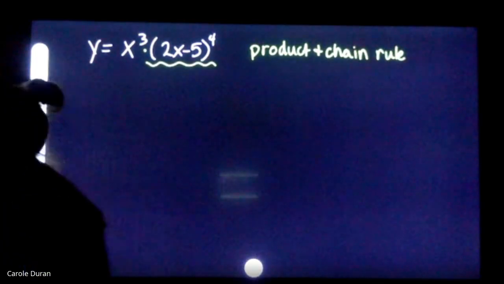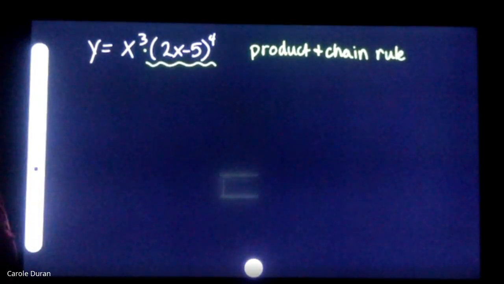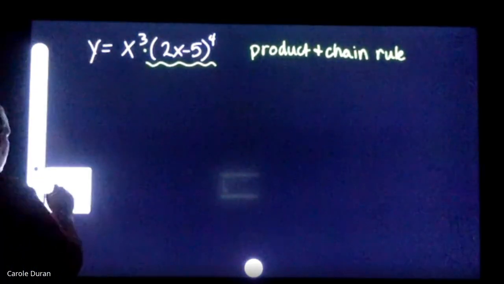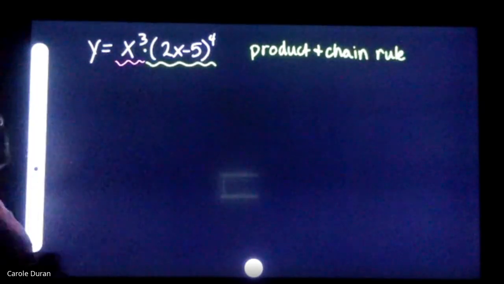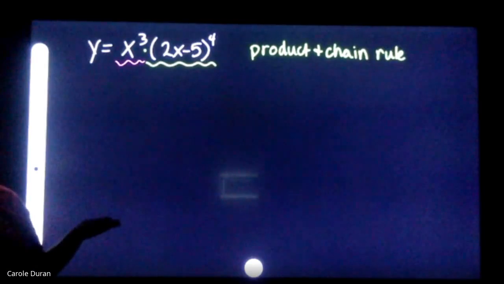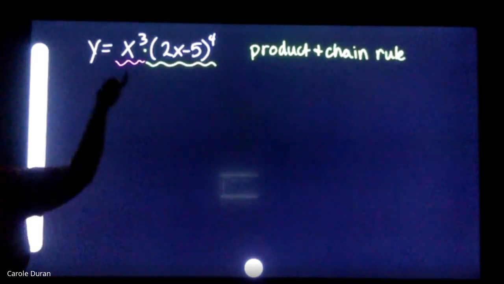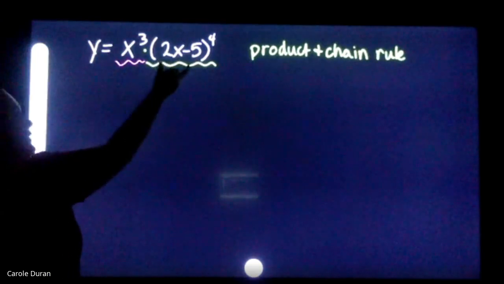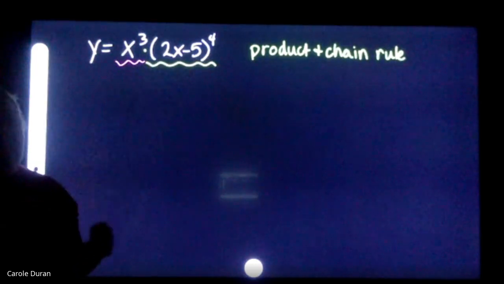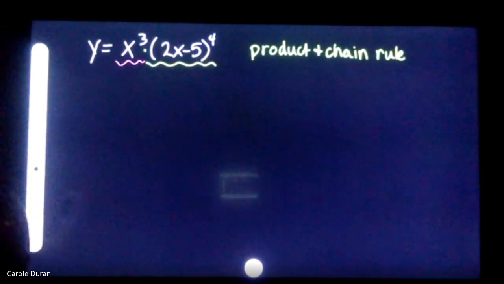So this one is a product rule and a chain rule, but it's still going to work the exact same way. So here my first function is x cubed, and my second function is the quantity 2x minus 5 all to the 4th power. We're going to follow basic product rule guidelines for this one, which means I'm going to take the derivative of the x cubed first and leave the second one the same, plus the original x cubed times the derivative of the quantity 2x minus 5 to the 4th. That's where the chain rule is going to happen. So the entire problem isn't chain rule, just part of it is.